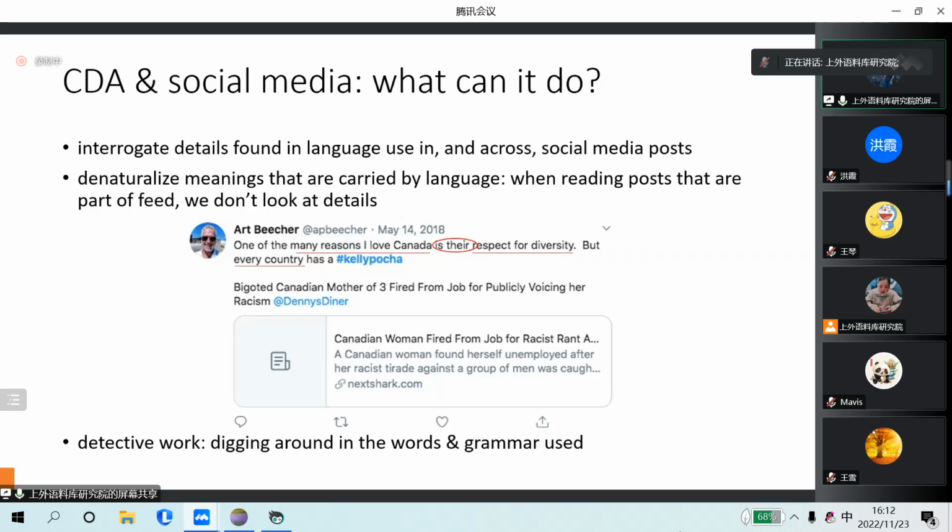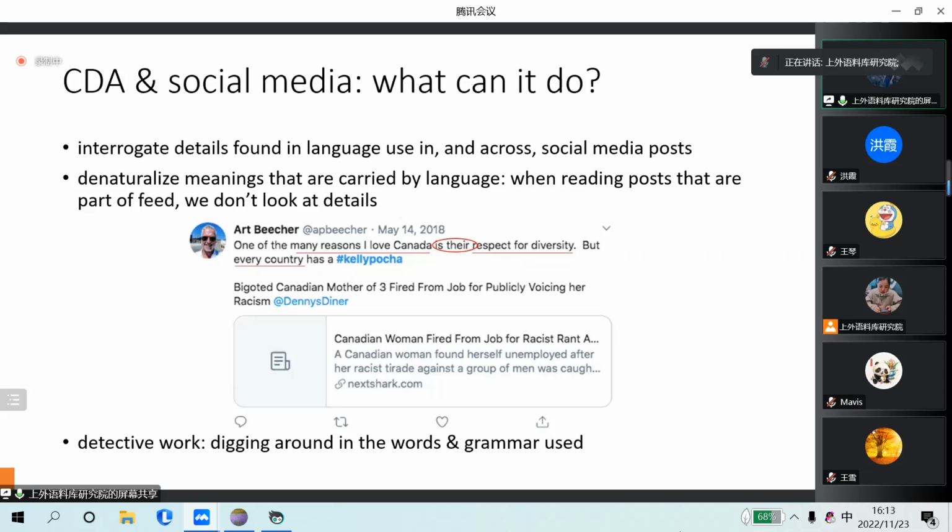Anyway, CDA here is a very useful tool because it allows us to look at what participants are represented in language, in any statement really, and what they are shown to be doing. So we see he's got a very positive evaluation there of Canada, right? He says, oh, I love Canada and they have respect for diversity. But you already see he's signaling an opposition to her. Every country has a Kalipocha, so he's kind of saying, we are not you.